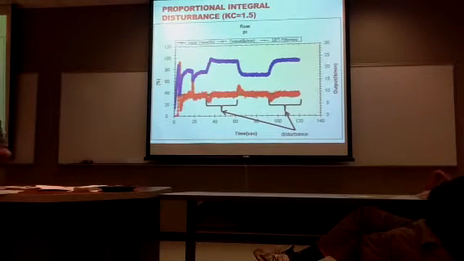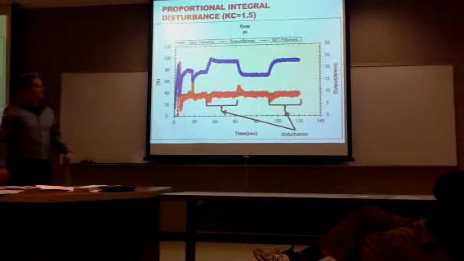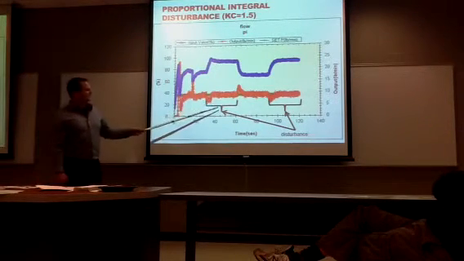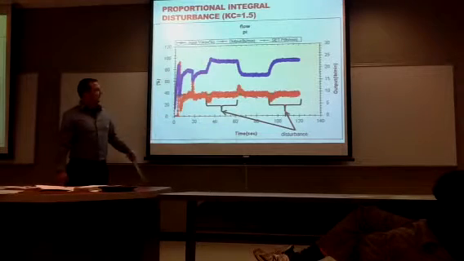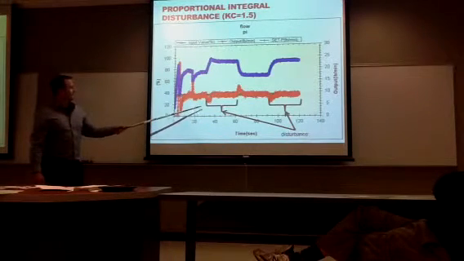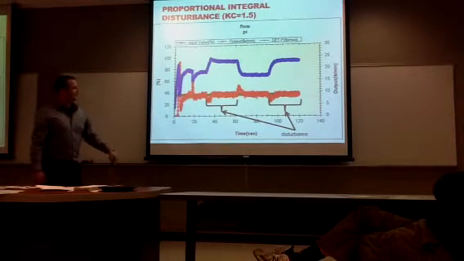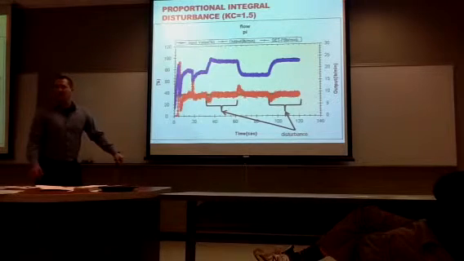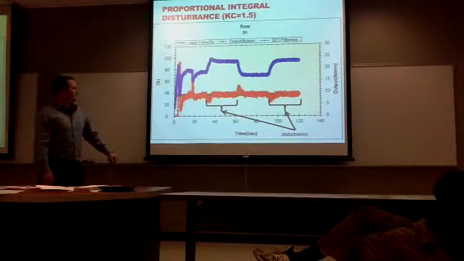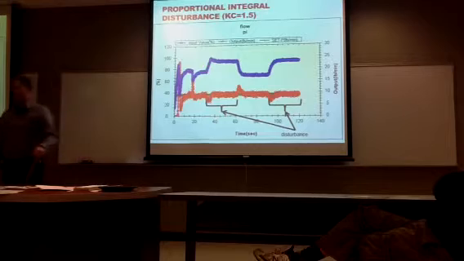Now, when I did the proportional integral with the same thing, these are the points where the disturbances occurred. As you can see, the difference here is that it was able to quickly recover and stay at the set point.